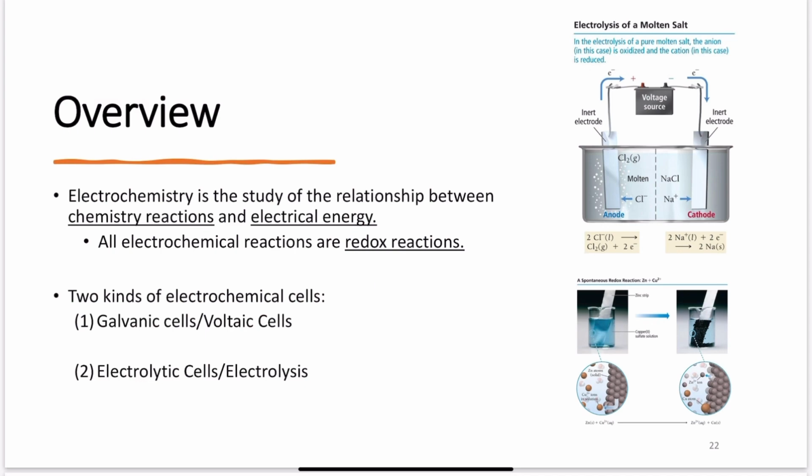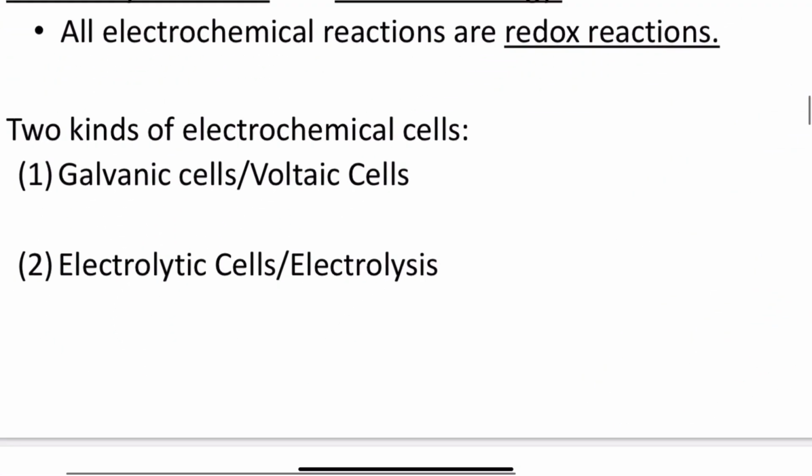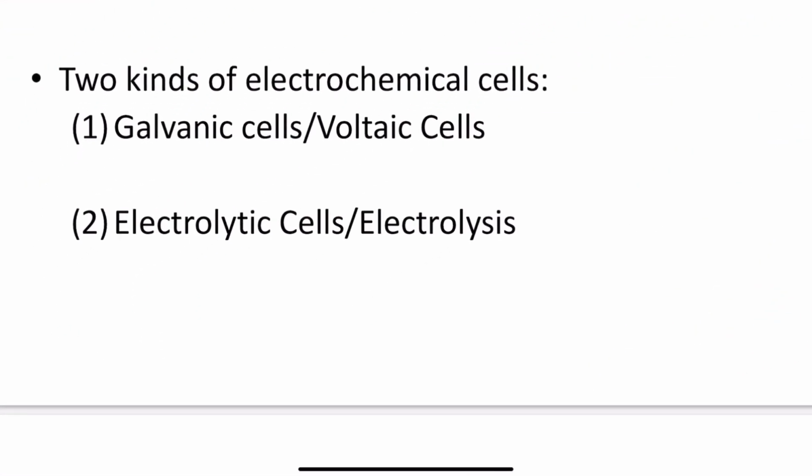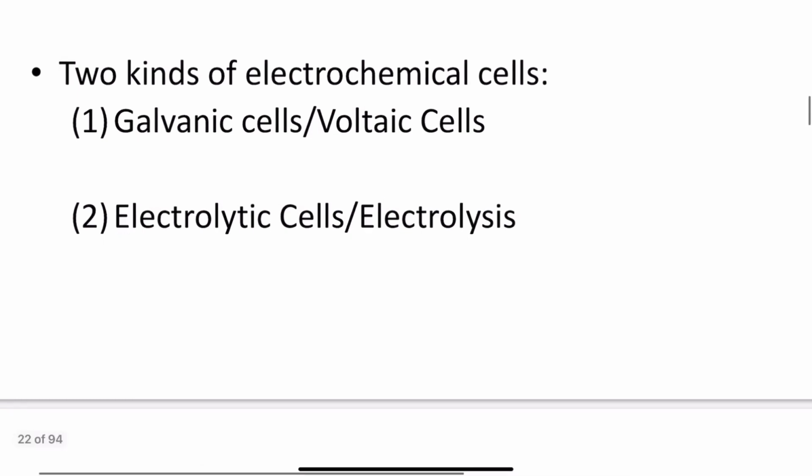And I'm going to zoom in on here. I'll zoom back out and explain these pictures in a minute. But I'm going to zoom in here so we can write on here. So two kinds of electrochemical cells. Galvanic and voltaic cells are spontaneous processes. So you have a spontaneous redox reaction used to generate electrical energy.